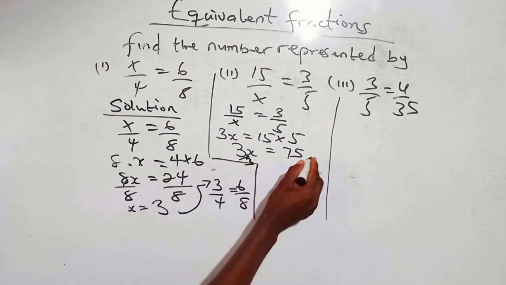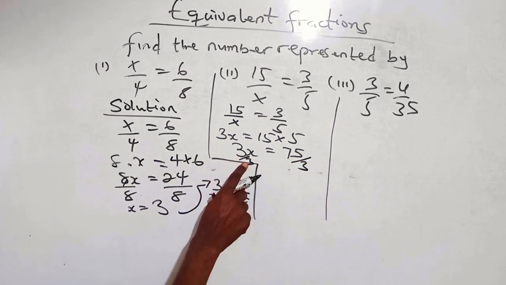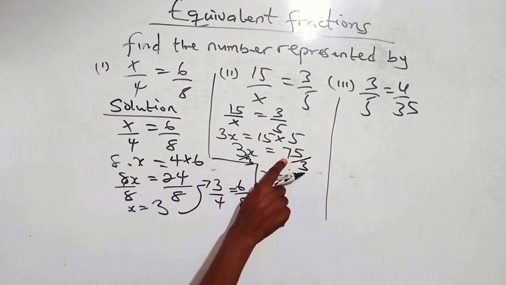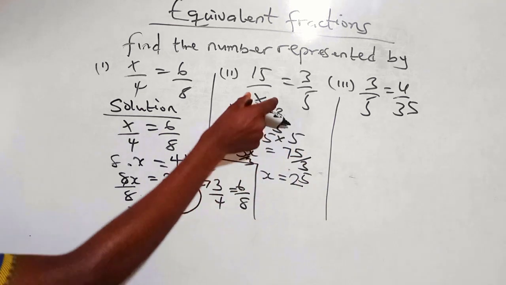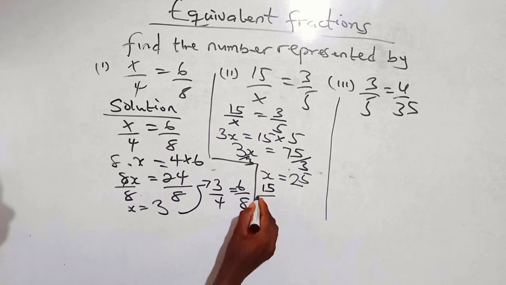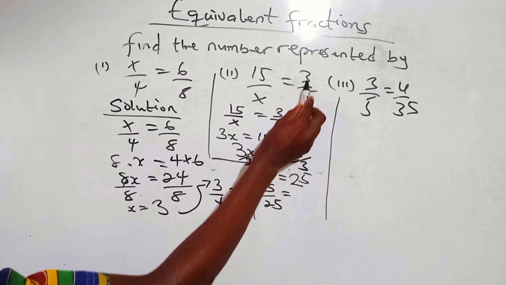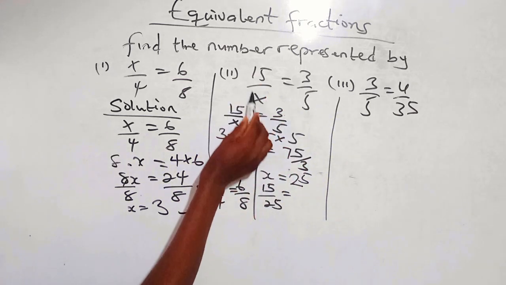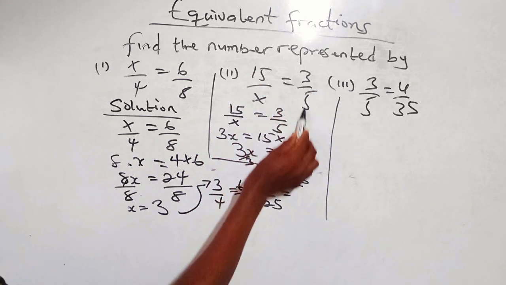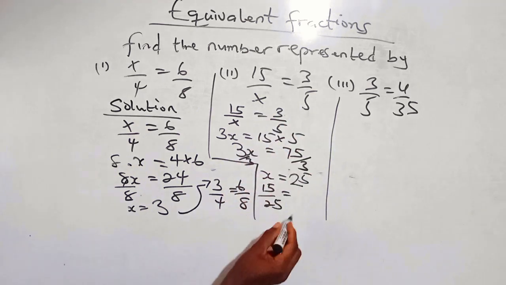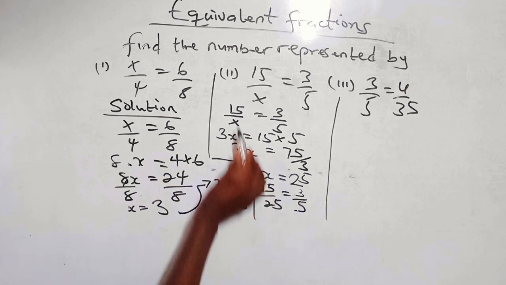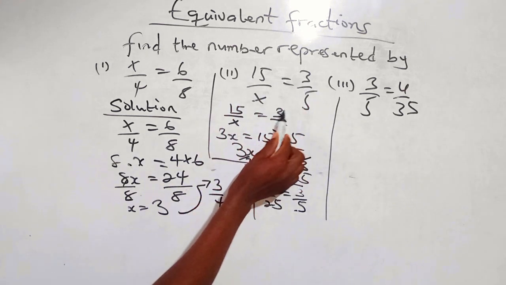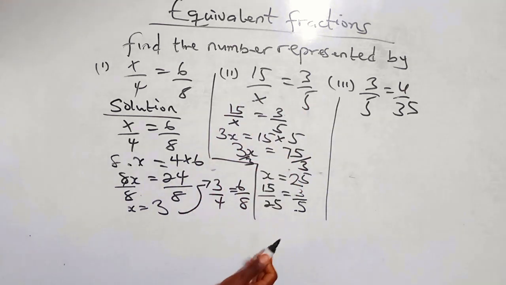So 3 times x gives 75. We have to divide by 3, which is the coefficient of x. So x is 25, since 3 in 75 is 25. When you bring it back here, you have 15 over 25, and when you simplify this, you must have 3 over 5. So this fraction is equal to this fraction. That is an equivalent fraction. 5 in 15 is 3, 5 in 25 is 5, so this is 3 over 5. They have different numerators and denominators, but they represent the same value.